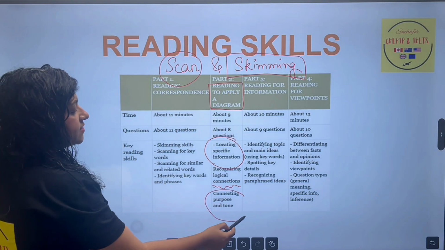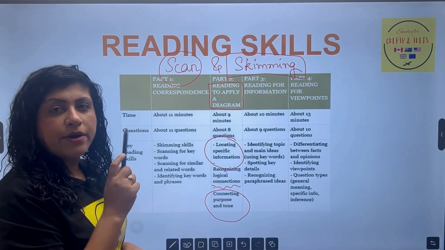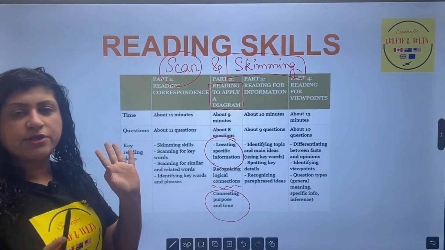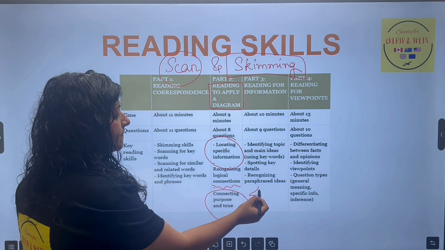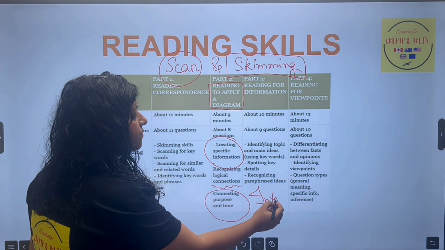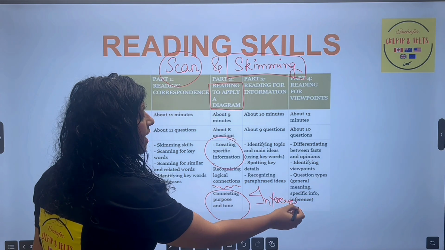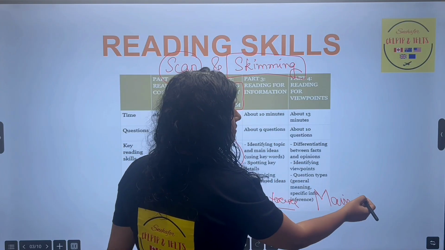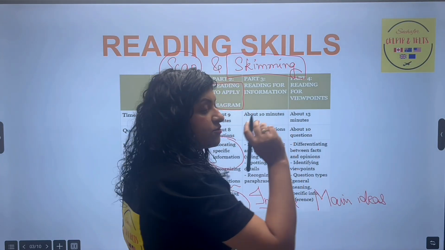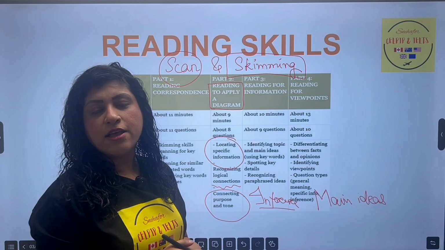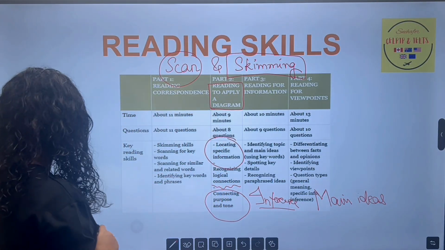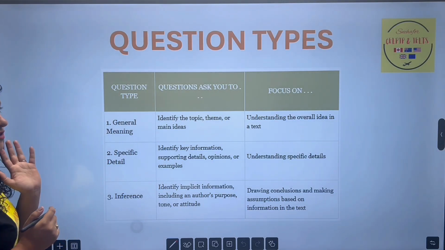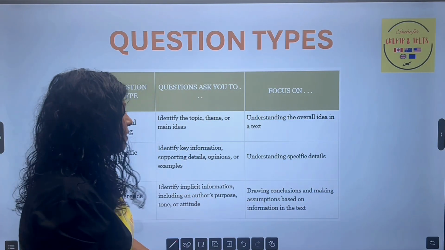And understanding the tone, the purpose, that is very important over here. And this one is particularly important because there are questions related to inference and there are questions related to main idea. So if you have watched one of my previous videos, in that we discussed the types of questions that are asked in CELPIP reading. So we have 3 main types of questions in CELPIP reading, and these are specific detail, general meaning, inference based. So I'll quickly just walk you through here.